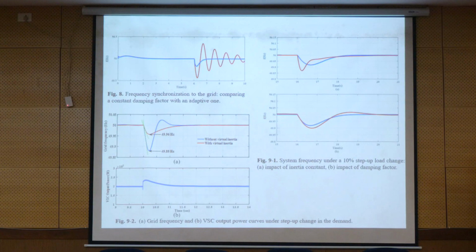So now this is the model that we have. In this model we have frequency synchronization to the grid, comparing a constant damping factor with the adaptive one. It means that if in your model you have just a constant Kc and the system changes, it cannot adapt itself, so Kc cannot be a constant. But in the previous chapter, we said that if we consider Kc equal to square root of 2 over 2, it means that we have the minimum overshoot.